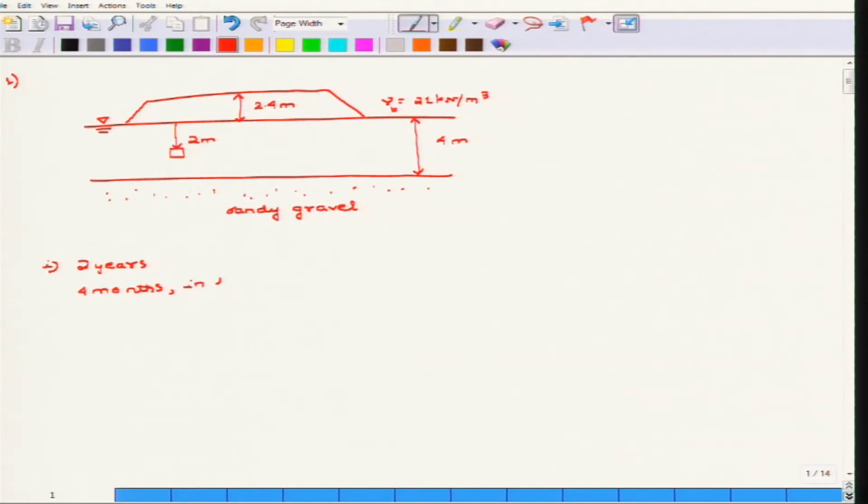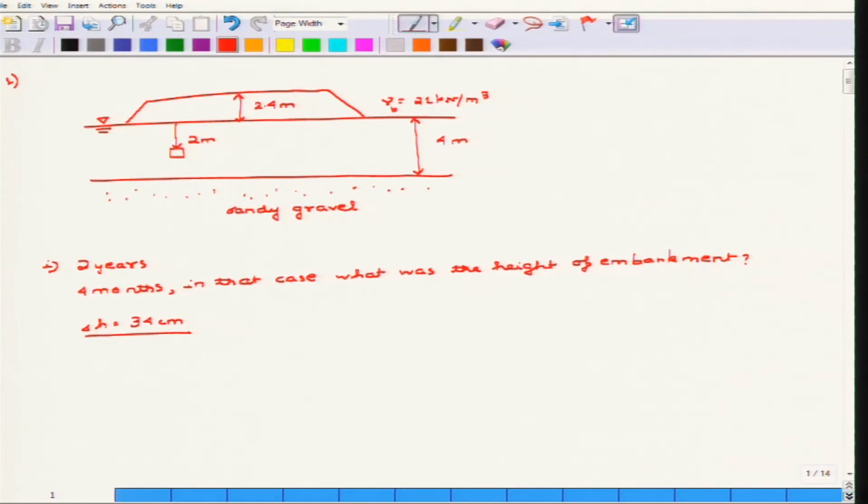In that case, what was the height of embankment? So in that case we found out that the total settlement was 34 centimeter for a clay layer of thickness 4 meter.